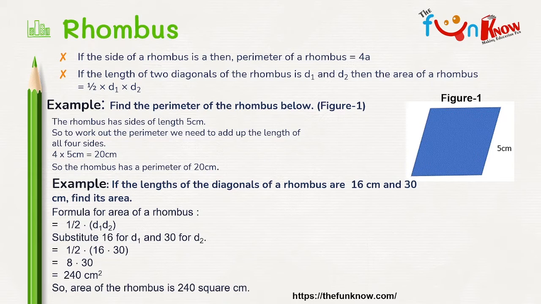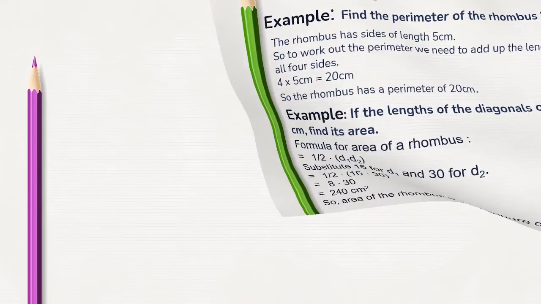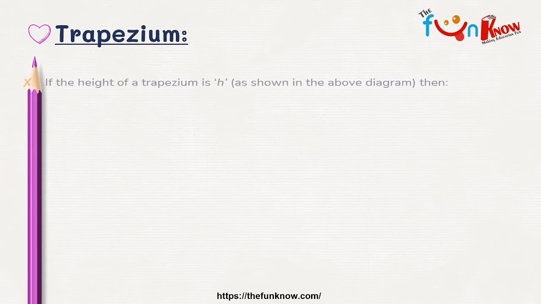The perimeter of rhombus and the area of rhombus is a part where you have to memorize the formula, because if you will not be memorizing it, it will be very hard, students, to remember that in the time of examination. Next, we'll be understanding how the trapezium works.